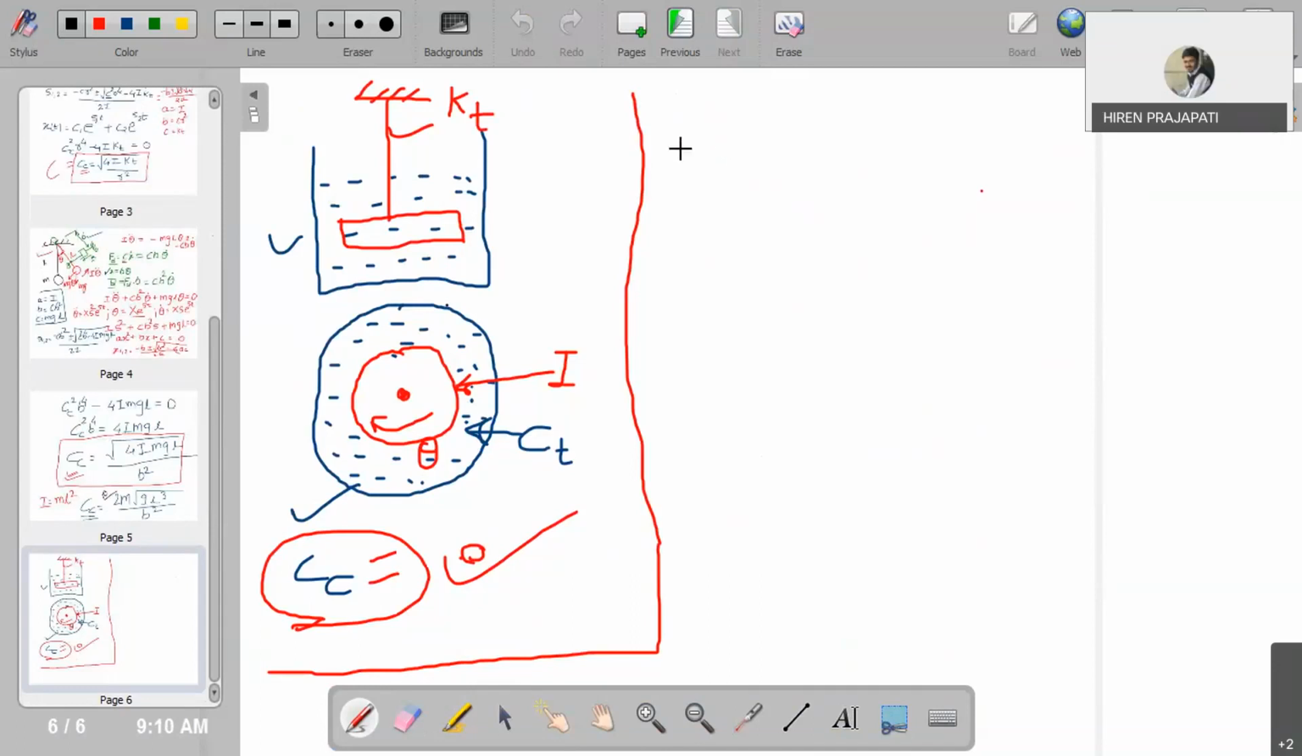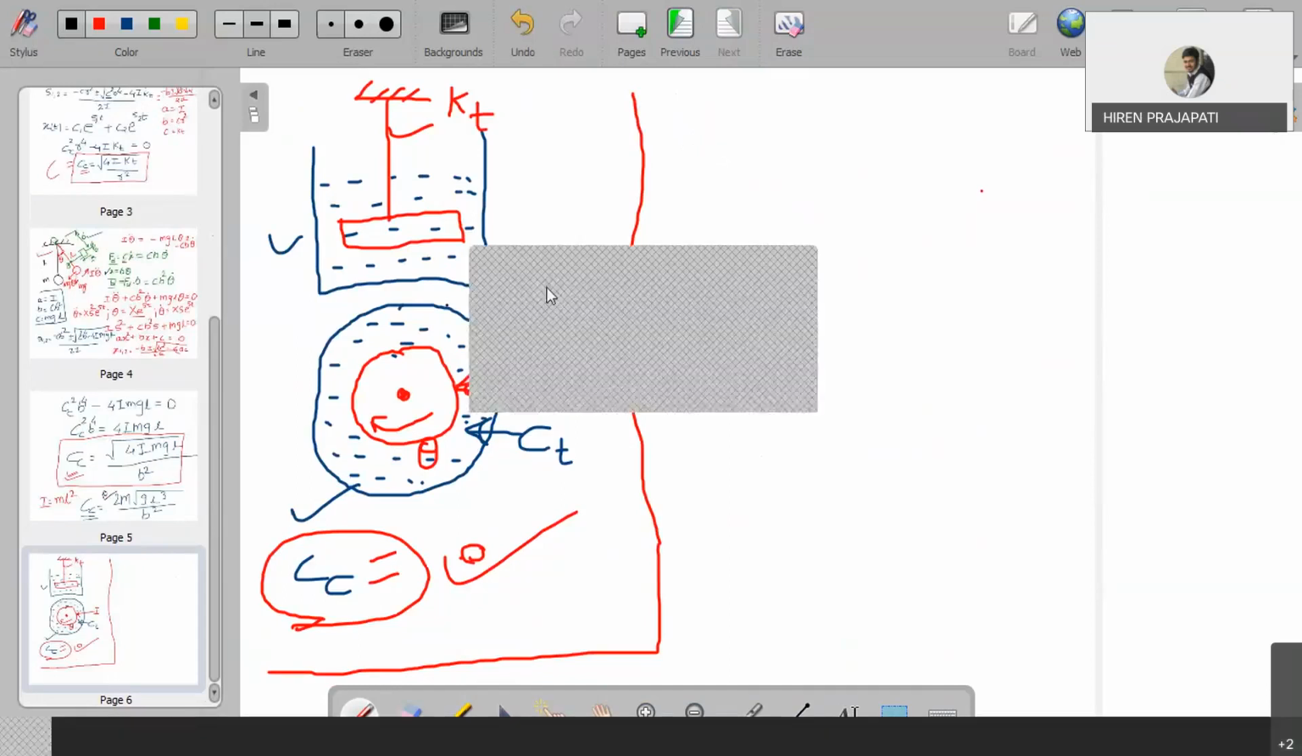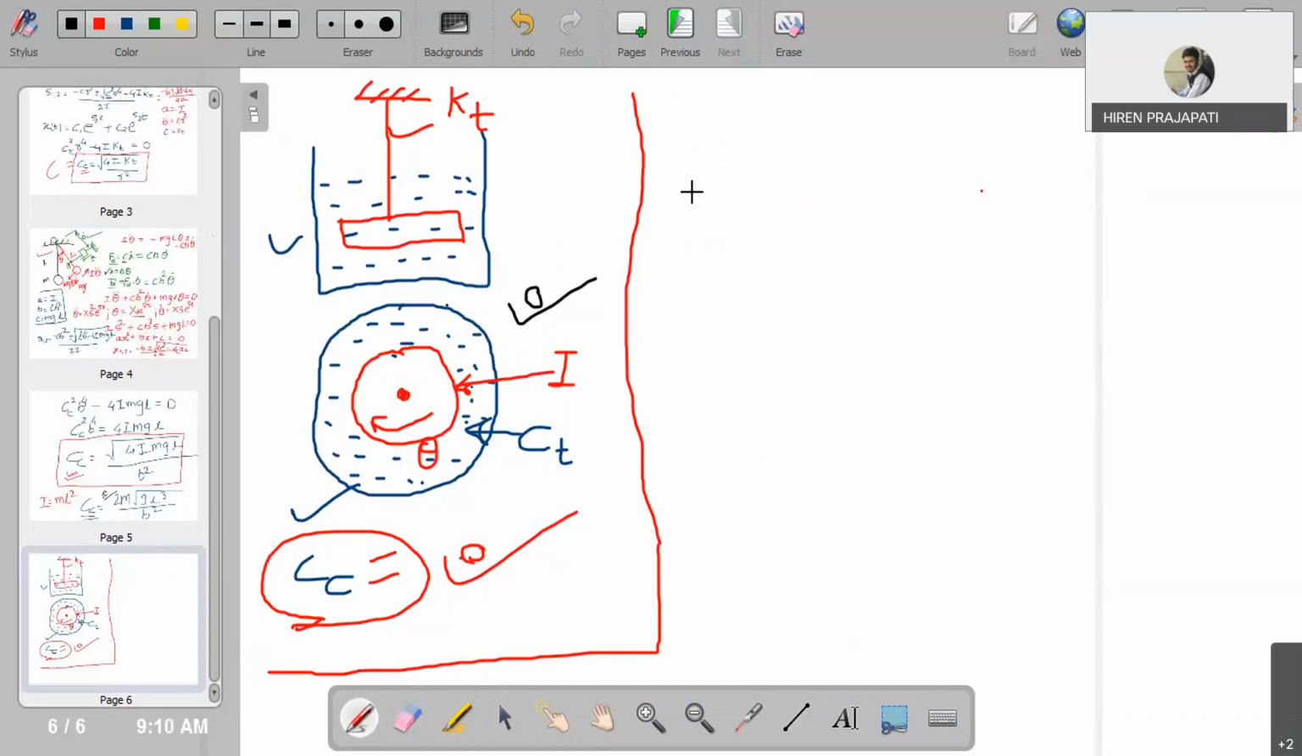Let me quickly show you how to find out the critical damping constant for this type of system, because we have a similar system in our laboratory where we'll be performing the practical. So this will be helpful to you, right? So let me show you. First of all, we need to draw the free body diagram. So you can consider this rotor.